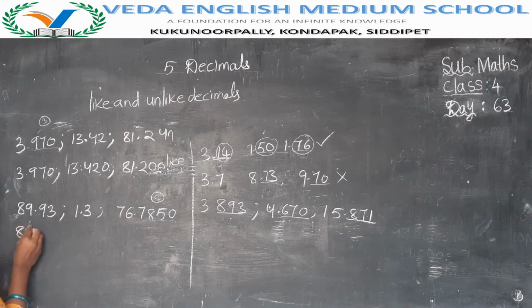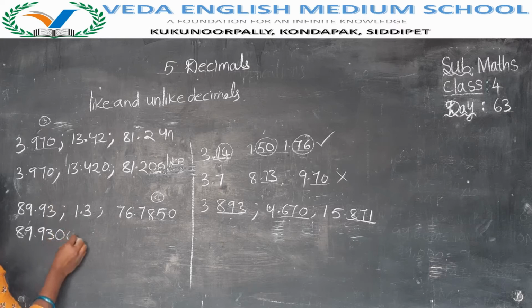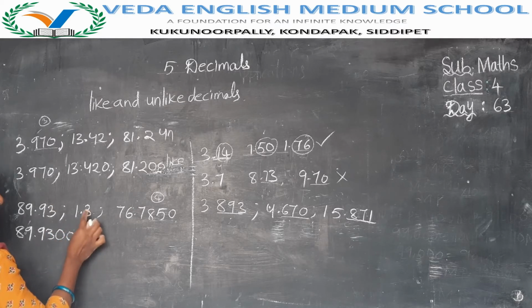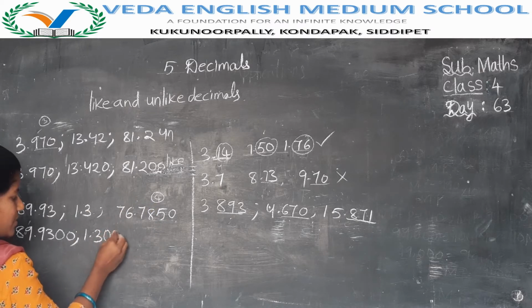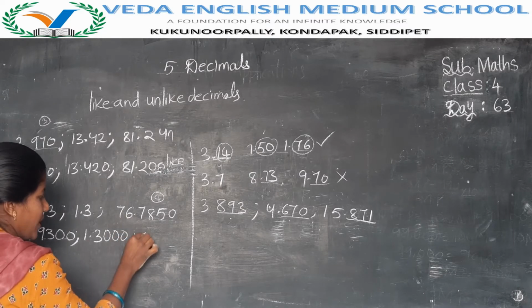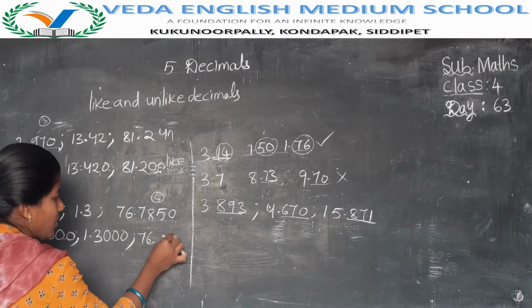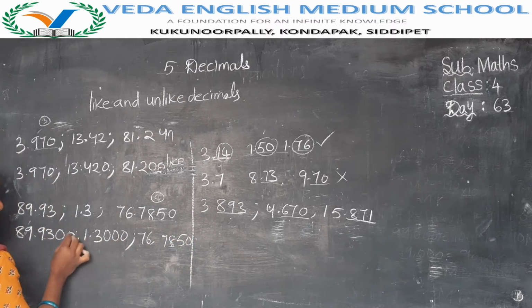So 89.93. Here I need 4 but I have only 2, so add 2 zeros to the right side of the decimal part. Next 1.3, I have only 1 but here I need 4, so I need to write 3 zeros. Here 4 decimals, here 4 decimals, so this number you have to write as it is because it is already like this. Now 1, 2, 3, 4, 1, 2, 3, 4, 1, 2, 3, 4.